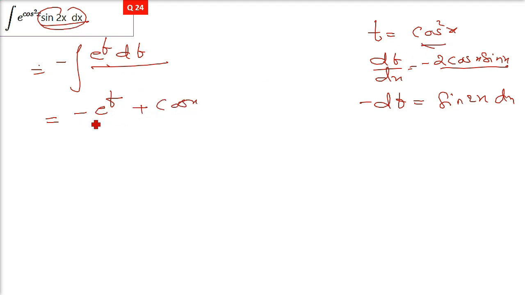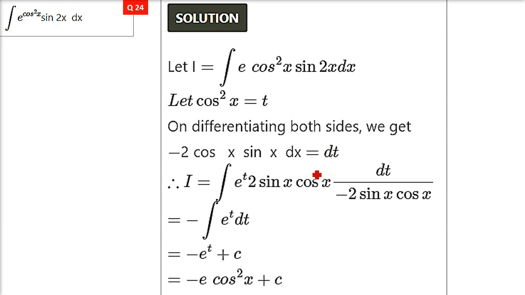This is not cos x, okay? I am just writing constant of integration. So negative e raised cos square x, I am replacing t by cos square x now. This was constant of integration. So this is your final result. Alright, negative e cos square x plus constant of integration. So this is the result I was talking about.